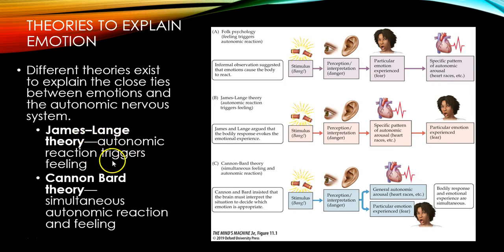Autonomic reaction triggers feelings. There's also the Cannon-Bard theory here, where again you have a stimulus, you perceive the stimulus as dangerous, and then these two things happen at the same time. The general autonomic arousal and then the particular emotion experienced. All right, so those two things are simultaneous.